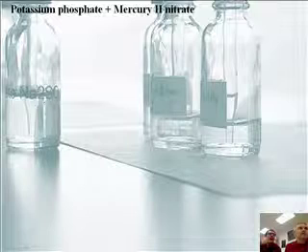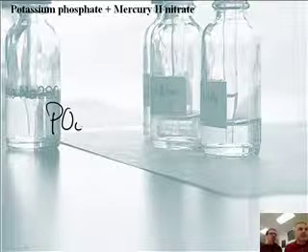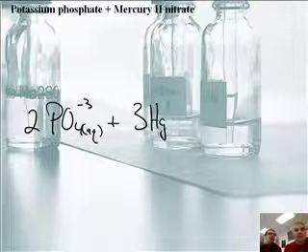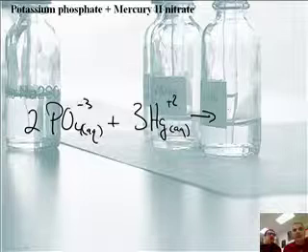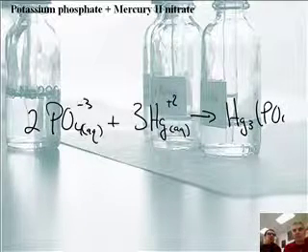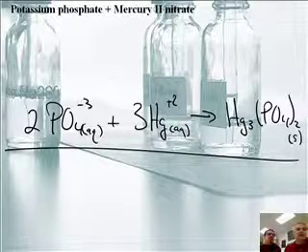What did we have? We had the mercury 2 ion left. Didn't we have the phosphate first? Yes, we do have phosphate first. How many phosphates? There were 2 phosphates. It's going to be PO4 negative 3 aqueous, and there were 2 of them, plus 3 Hg 2 plus aqueous makes Hg3(PO4)2 solid. So that's the final answer.